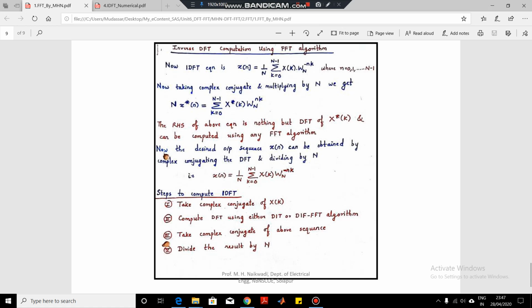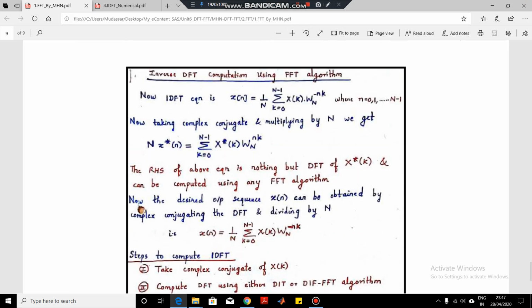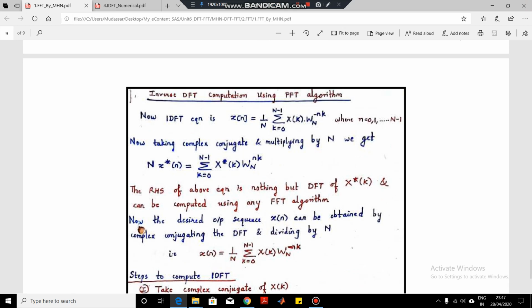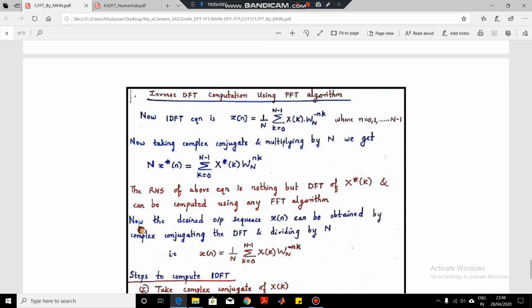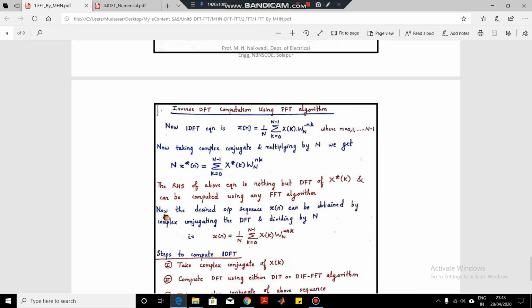Now we know that the IDFT equation is given by this formula. You can see on the screen, this is the IDFT formula. Now in this IDFT formula, if I want to make use of the FFT algorithm, I should modify this equation in such a fashion that it will look like my DFT. So how can we modify this in order to make it look like DFT? What we have to do is take the complex conjugate of this equation and multiply both sides by N.